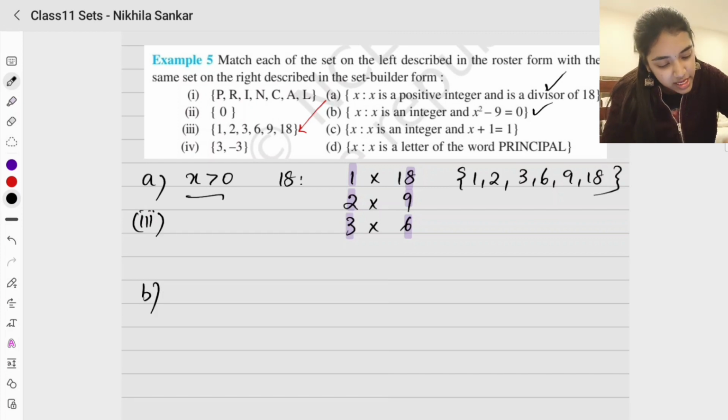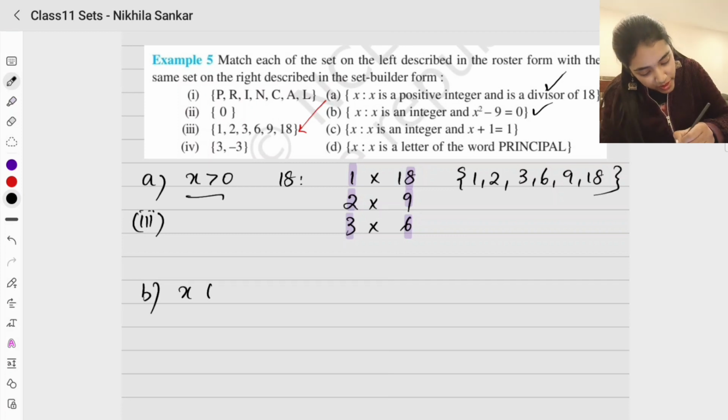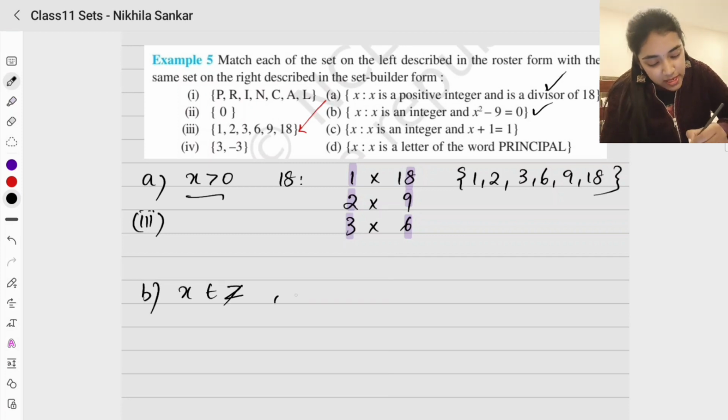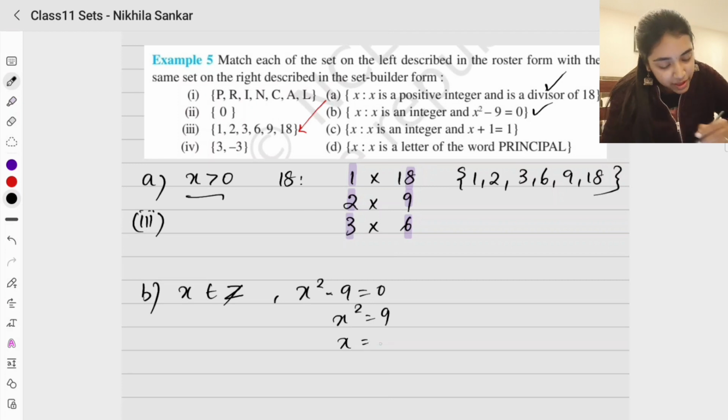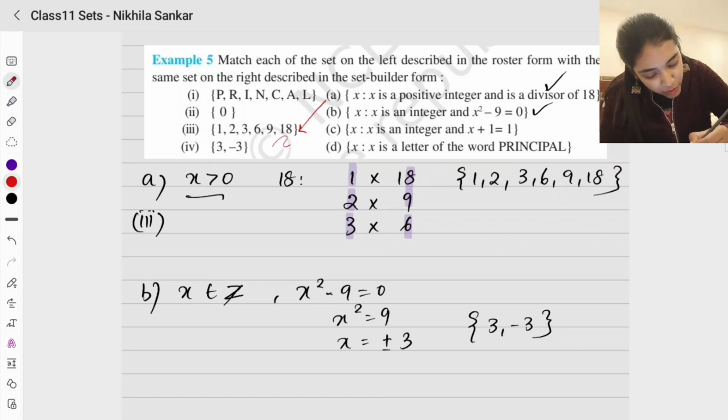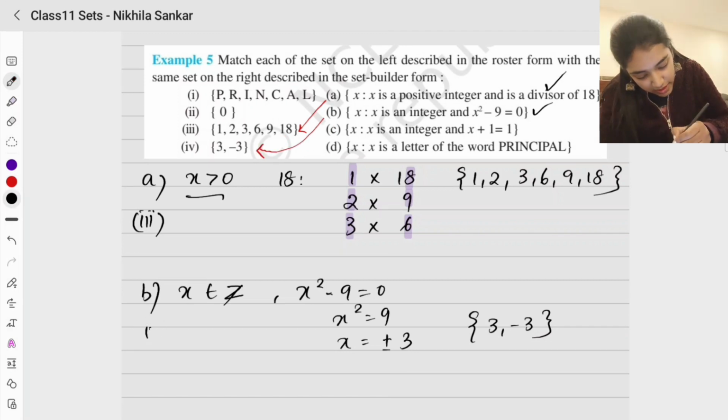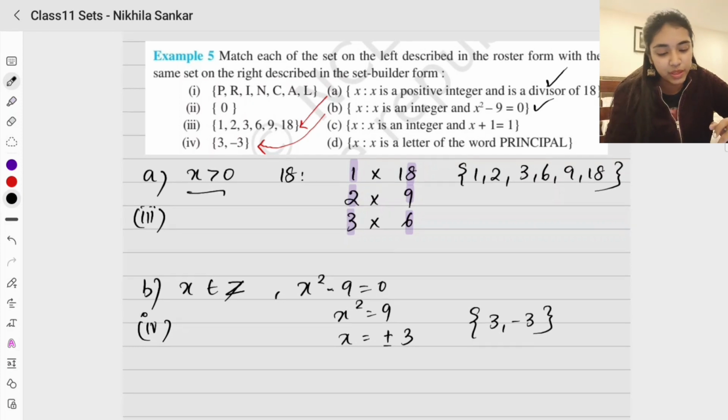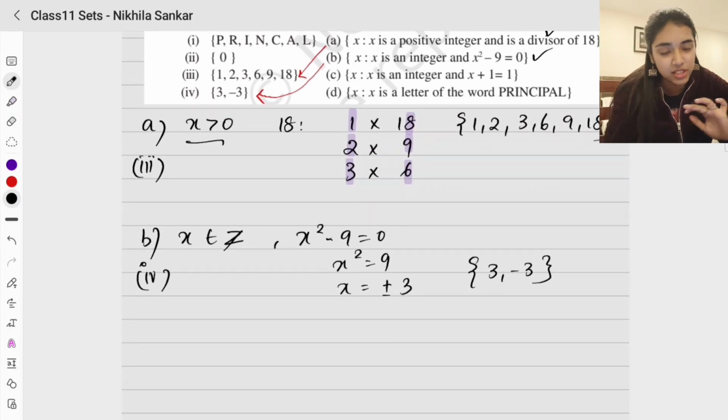What is given for B? X is an integer and x square minus 9 equals 0. So they have given x belongs to integer, comma, x square minus 9 equals 0. So what will I have? X square equals 9. X is equal to the square root of 9, which is going to be plus or minus 3. So I'll have two different values. So what is my set? It is going to be 3 comma minus 3. So I'm going to match this with the fourth subsection. So this is going to be my answer for B. Do you understand what I'm doing? I'm just solving and matching the following.